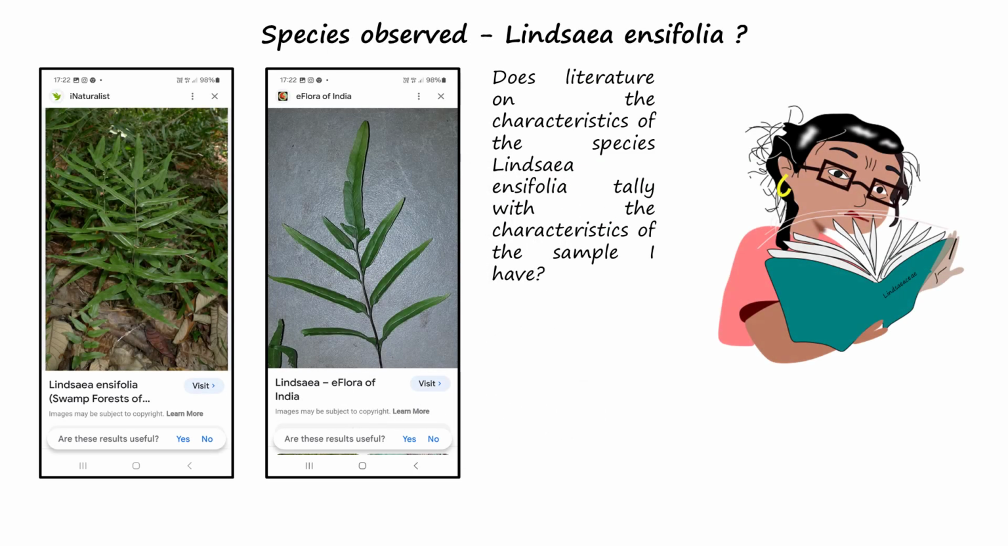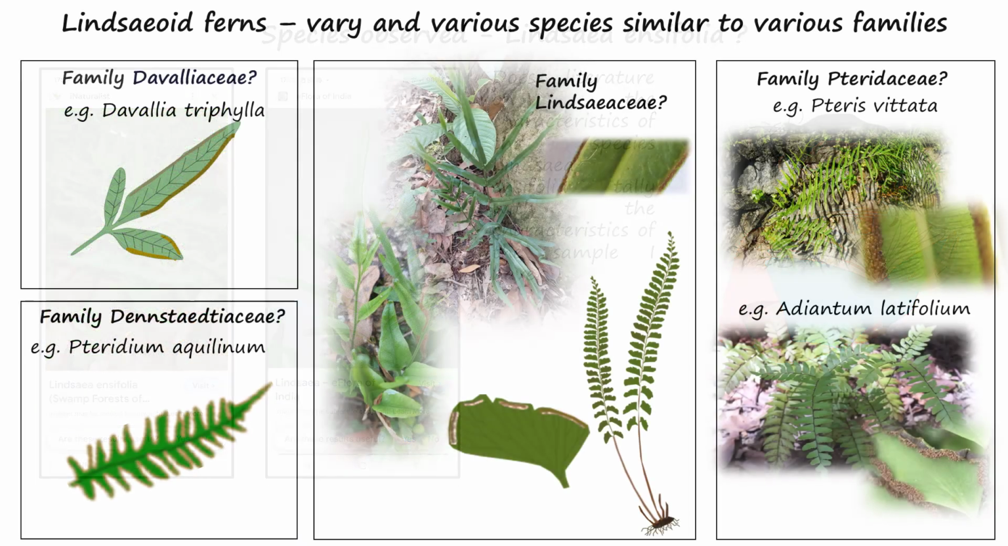Now, identifying a fern accurately, based solely on a general aspect, isn't always enough. That's why I decided to delve deeper into the morphological features of this group of plants. Interestingly, species now placed in the Lindsaeaceae family have in the past been assigned to or mistaken for families like Davalliaceae, Dennstaedtiaceae, or even Pteridaceae.